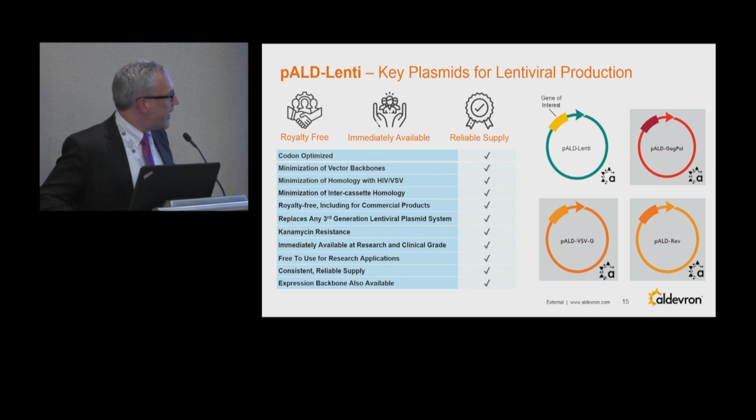So these are key plasmids for lentiviral production. They've been codon optimized, with minimization of homology and intercassette homology. Again, they're royalty free. You don't have to worry about the IP issues around these plasmids. It replaces any third generation lentiviral plasmid system. So even though for the other systems that you've started out with, we can use these plasmids. These again have kanamycin resistance, immediately available. And again, as we discussed, the expression backbone is also available.